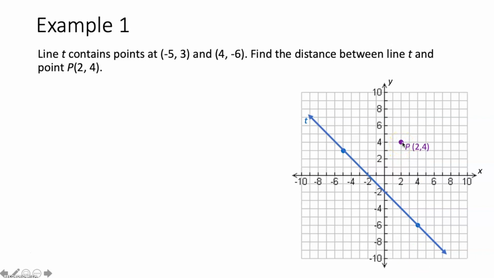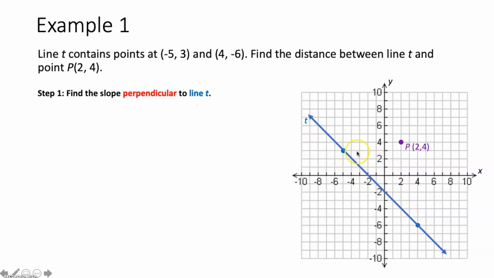So now I need the distance from point P to our line T. And remember, the perpendicular distance is the only distance we're concerned about. Now, this is going to take several steps. I want you to just follow along, and then you'll become more familiar with how we do this in a second. So first, we're going to find the slope perpendicular to line T.